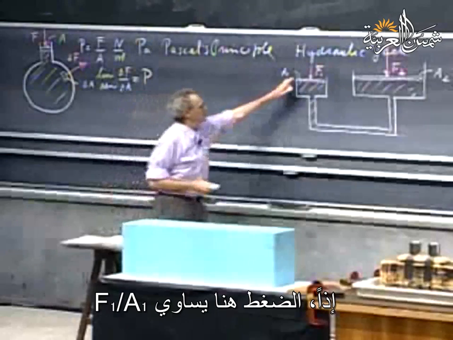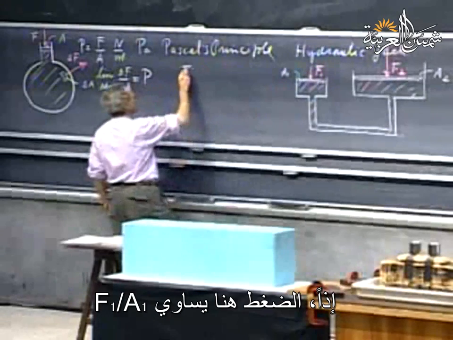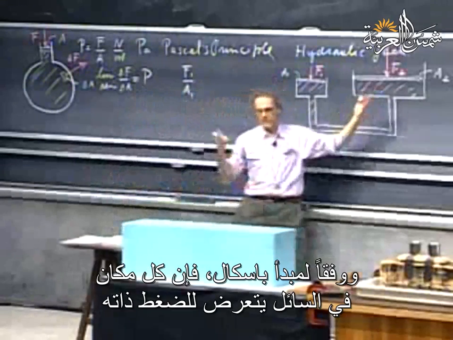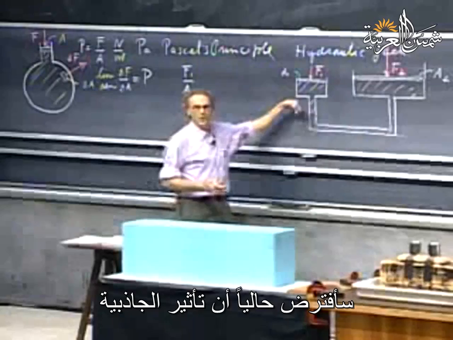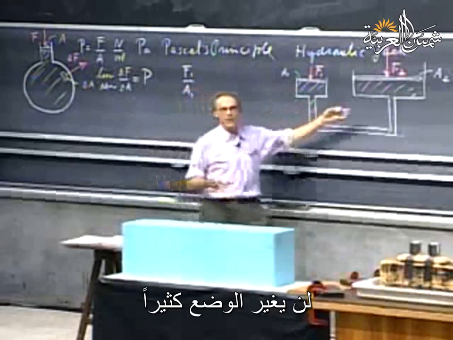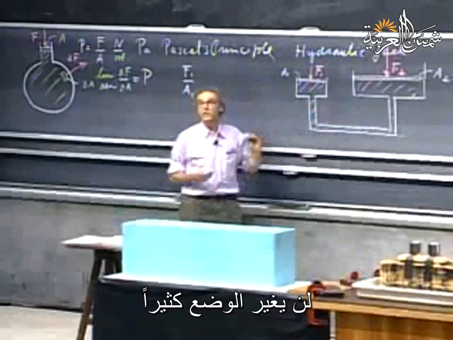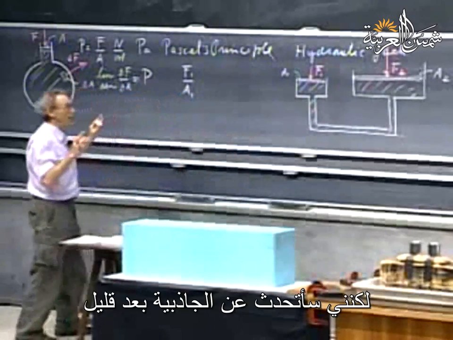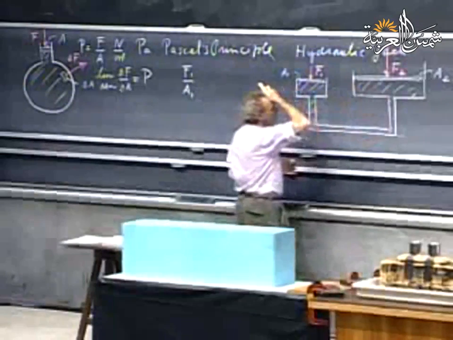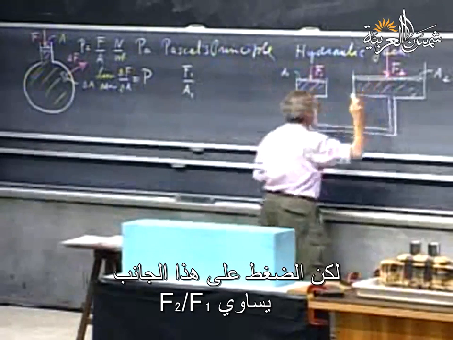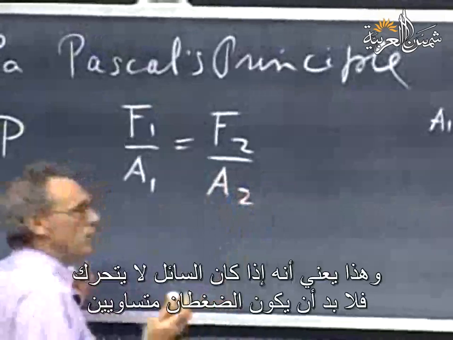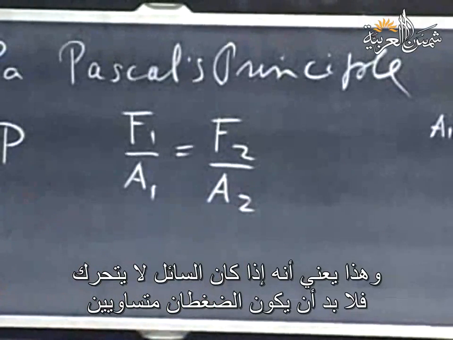So the pressure that I apply here is F1 divided by A1. So according to Pascal, everywhere in the fluid, that pressure must be the same. For now, I just assume that the effect of gravity, which I will discuss shortly, doesn't change the situation very significantly. But I will address the gravity very shortly. So the pressure then will be the same everywhere, but the pressure due to this side is F2 divided by A2. And so the two must be the same if the liquid is not moving.